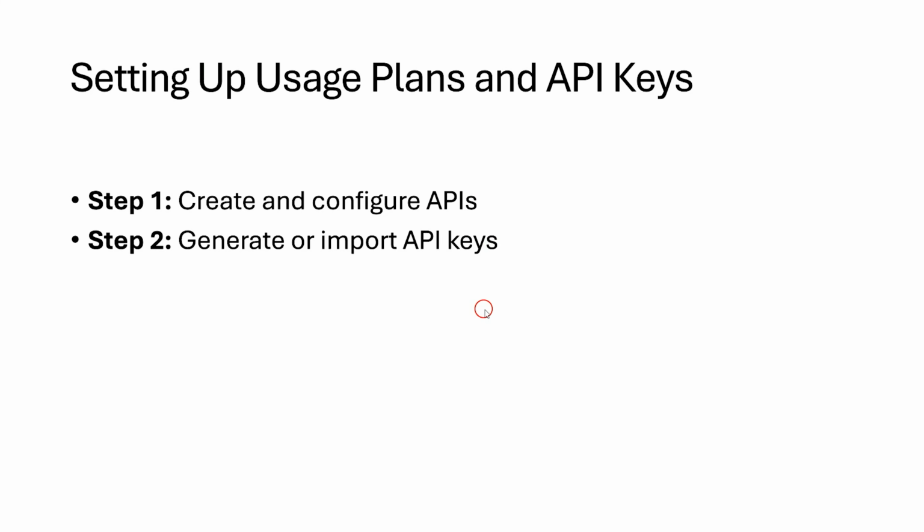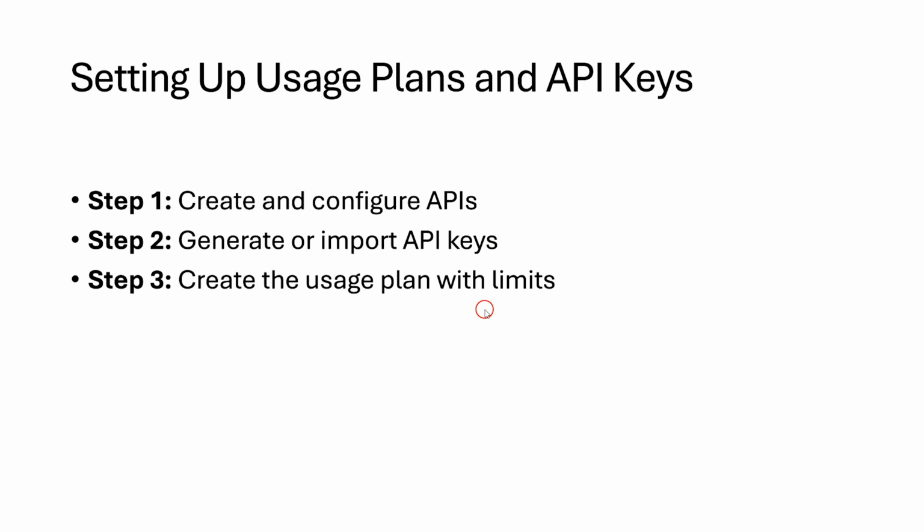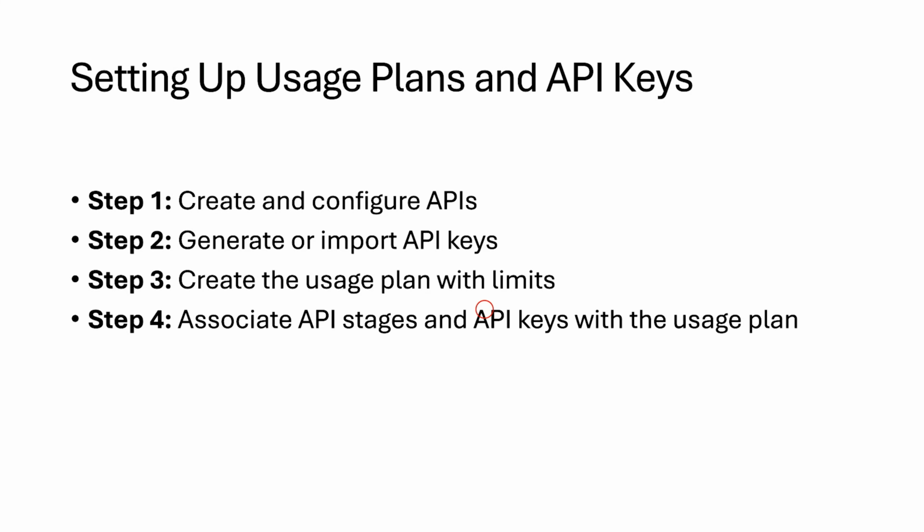And finally, the third step is create the usage plan. Create a usage plan with the desired throttling and quota limits. As we discussed in the previous slide, inside the usage plan we can define two types of limits, that is throttling and quota limits. So create it and define those limits. And finally, the important step is you have to associate your API stages and API keys with the usage plan.